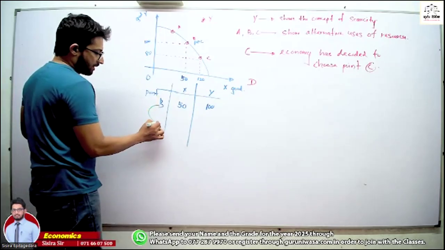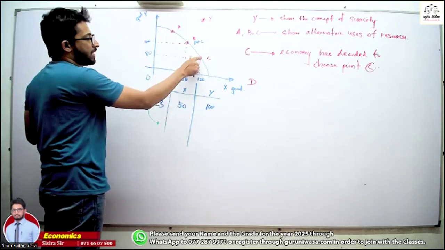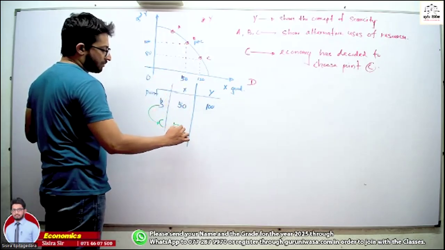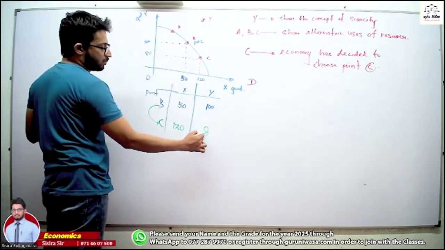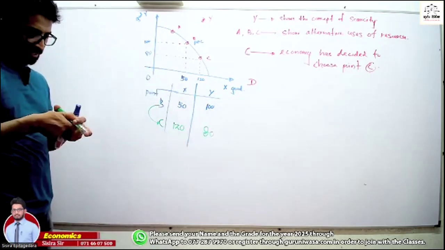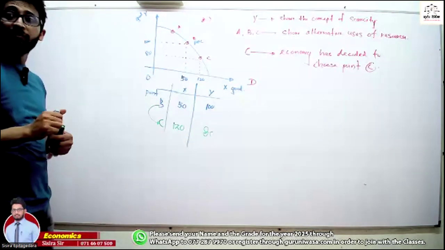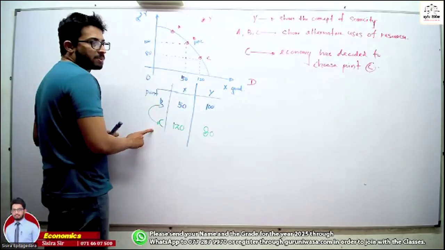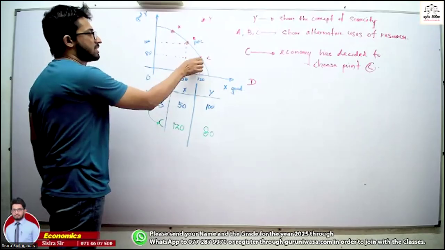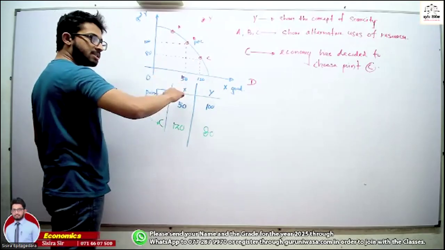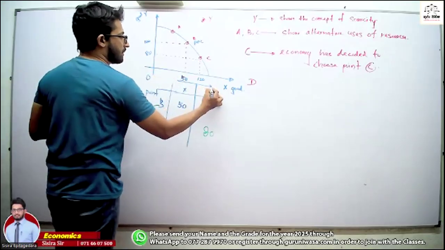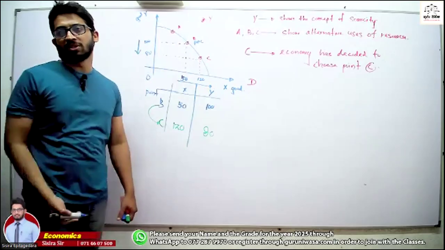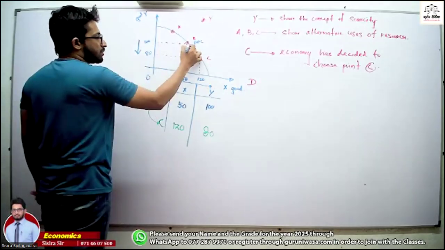You can see when moving from B to C, X production increases up to 120 units. Y production falls to 80. Now you can see, when moving from one point to another on the production possibility curve, both are on the curve. When moving from B to C, X production rises. When X production increases, what happens to Y production? Falls. It means opportunity cost takes place, right? This is the opportunity cost.